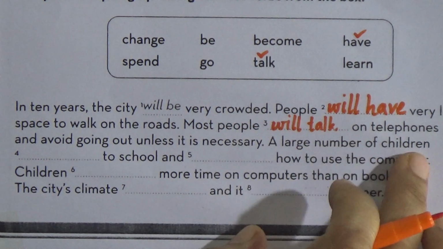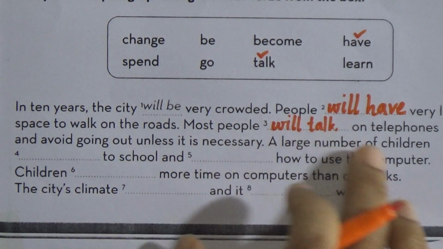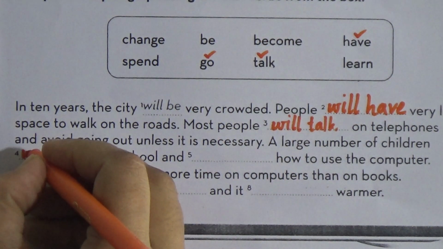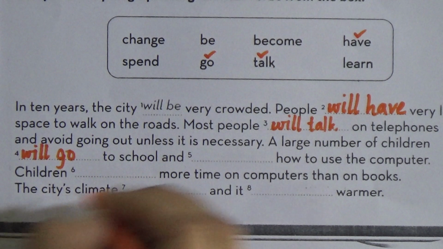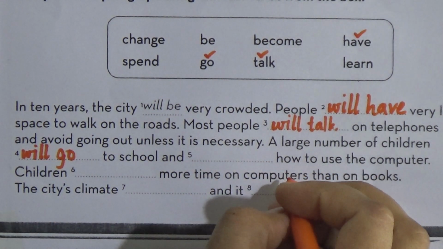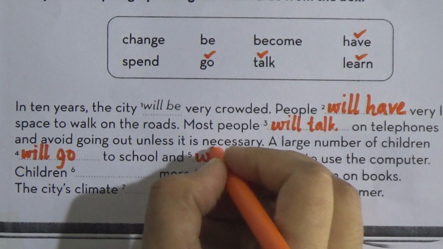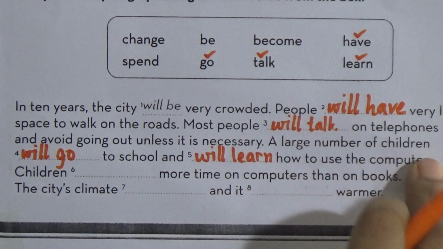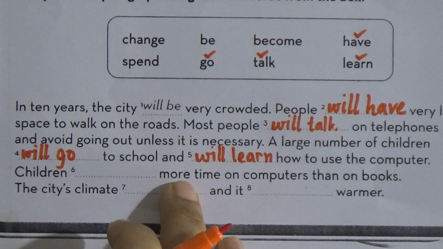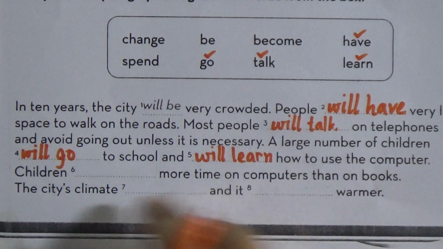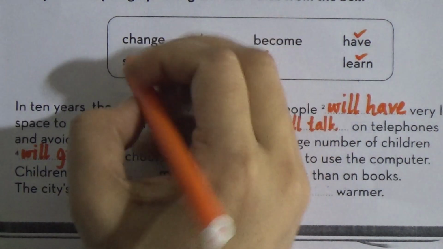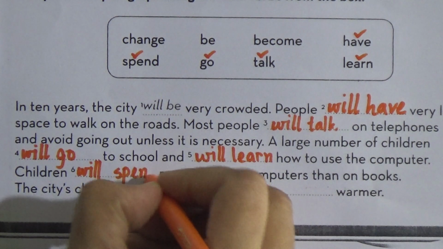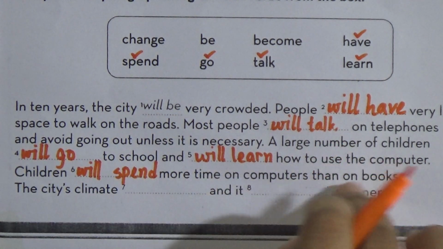A large number of children ___ to school and ___. A large number of children will do what? They will go to school. So a large number of children will go to school and will learn how to use the computer. Children ___ more time on computers than on books. Children will do what? They will spend. Children will spend more time on computers than on books.